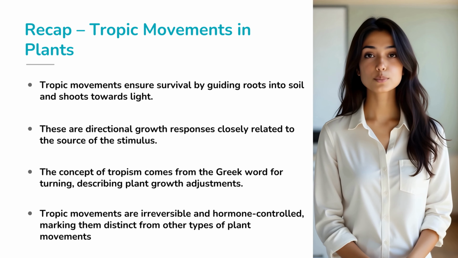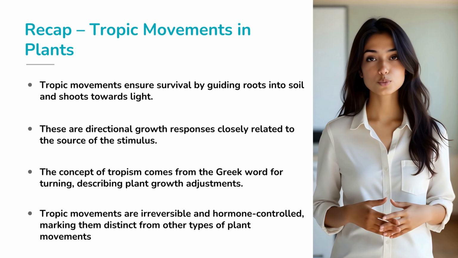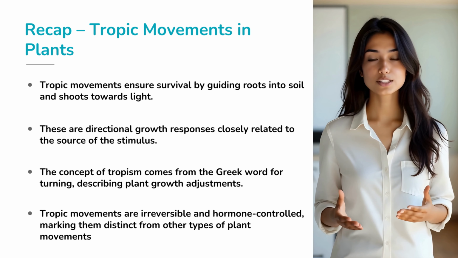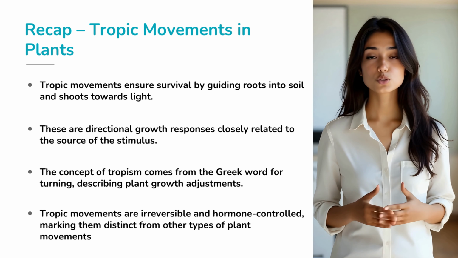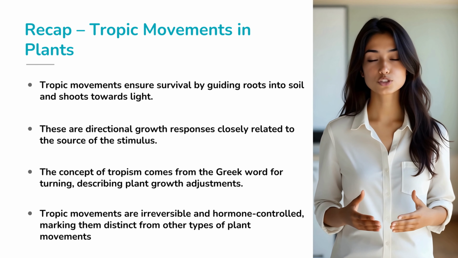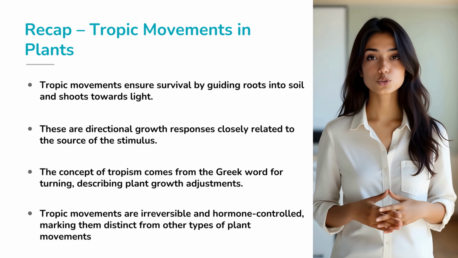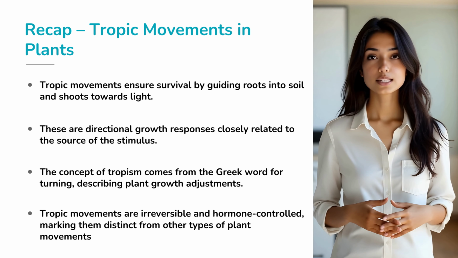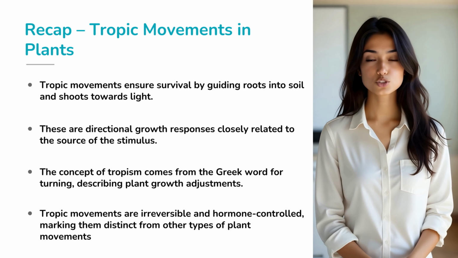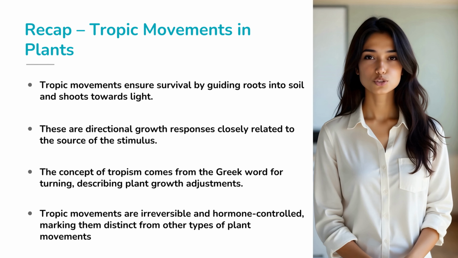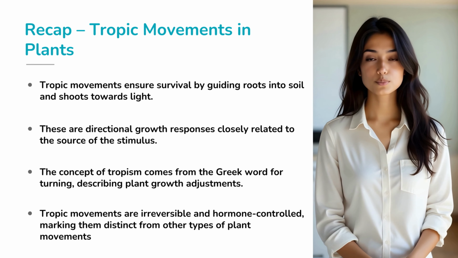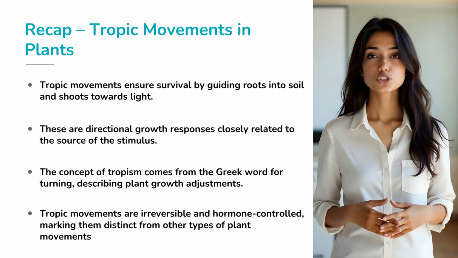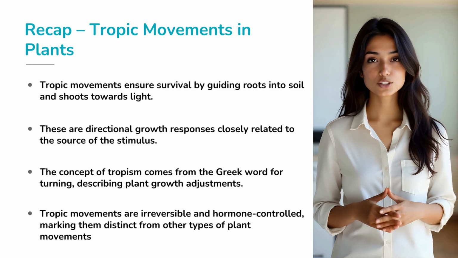Let's quickly recap the fascinating journey of tropic movements. We began with the seedling, whose root and shoot grow in specific directions to ensure survival. These growth movements occur in response to external stimuli like light and gravity. We defined this process as tropism, derived from the Greek word tropos, meaning to turn. Tropic movements are irreversible, growth-based responses controlled by hormones such as auxins.